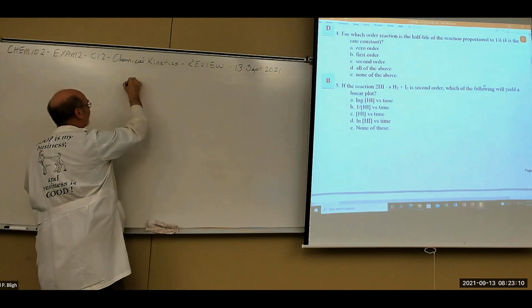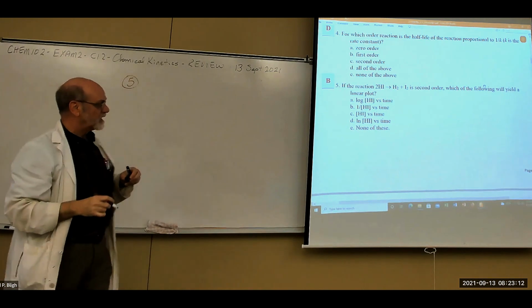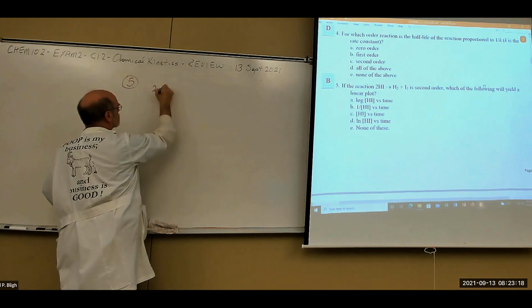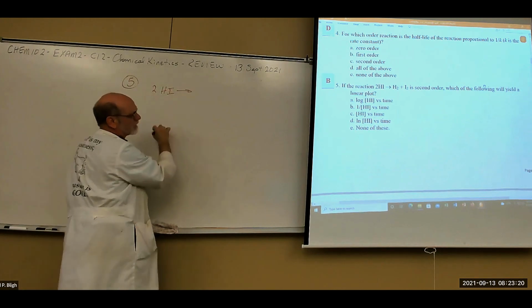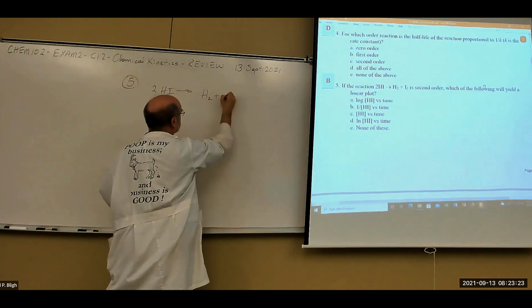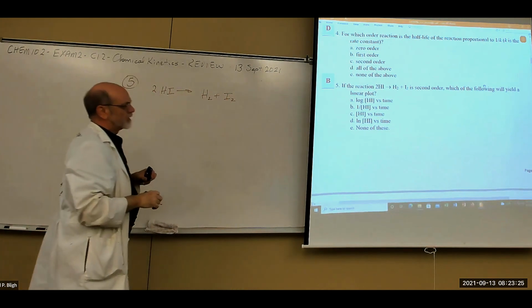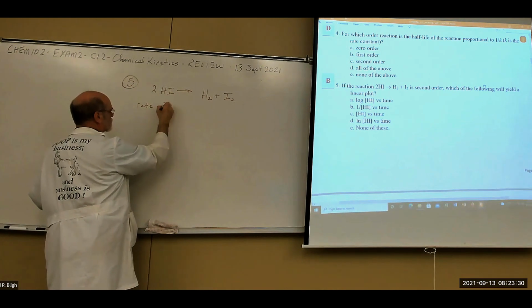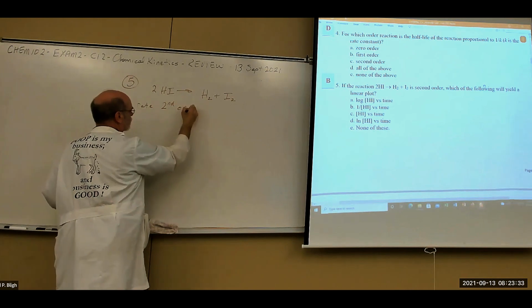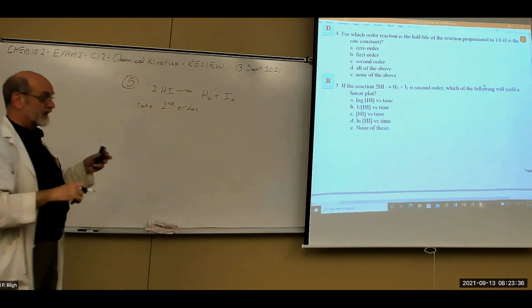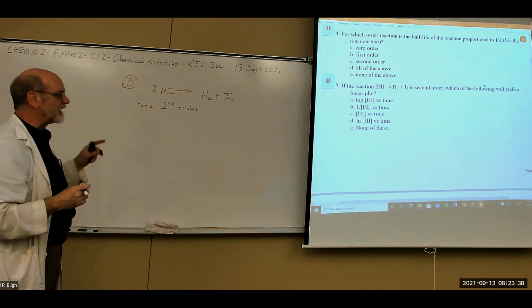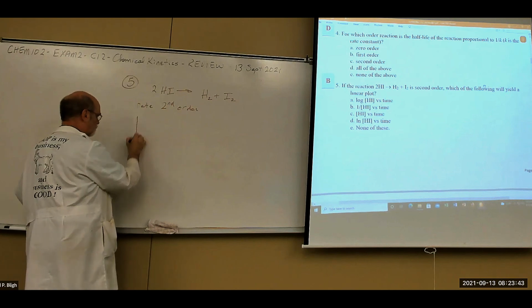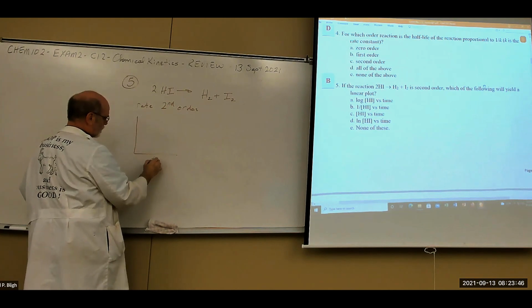Number 5. Okay. If the reaction 2HI yields H2 plus I2 is second order, we're saying that the rate is second order. You're just given that. Which of the following will yield a linear plot? Okay, what are our options? Time.